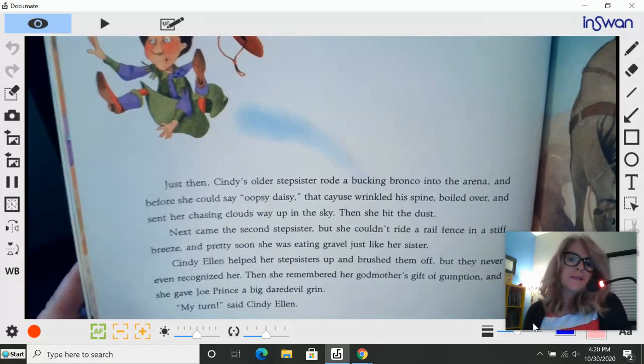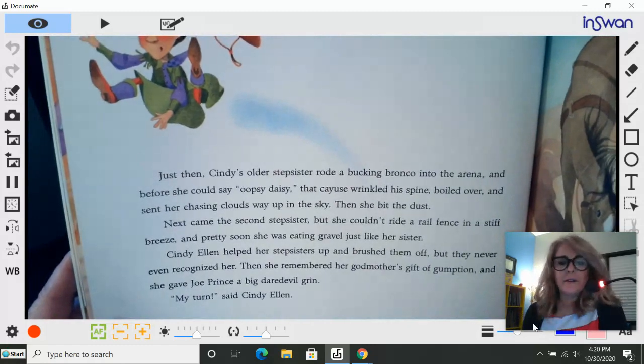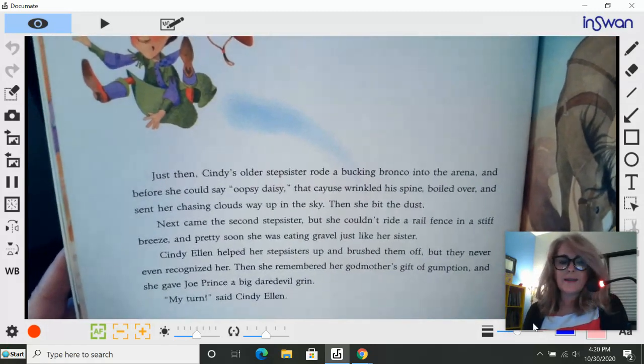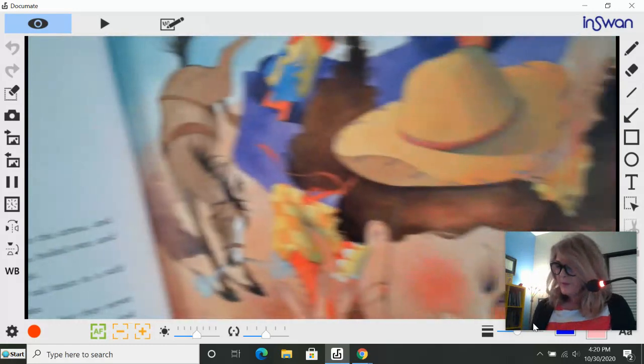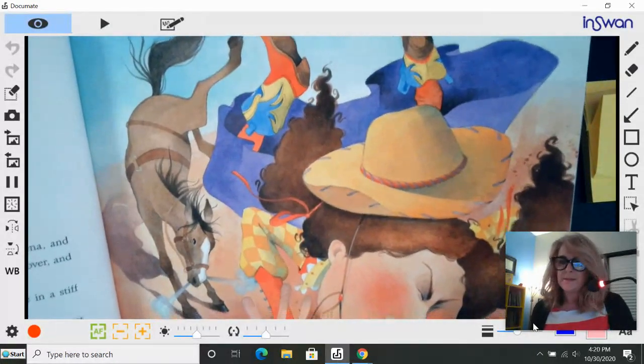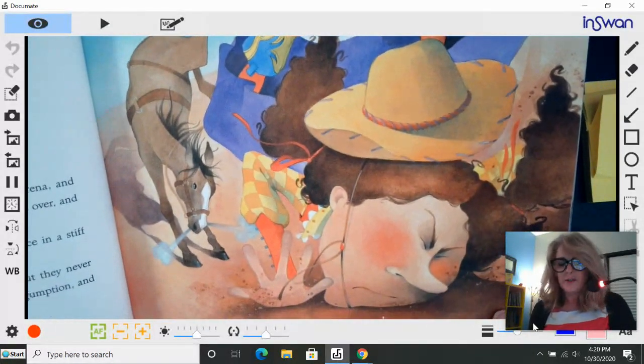Cinder Ellen helped her stepsisters up and brushed them off, but they never even recognized her. Then she remembered. So here's the second stepsister. She fell right in the dirt as well.